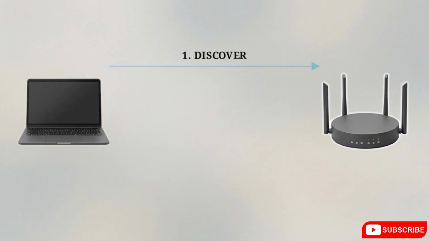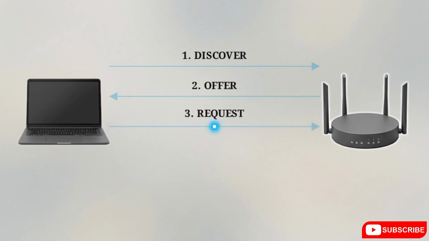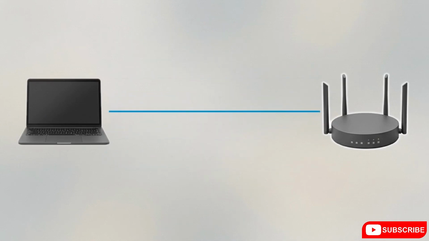First, discover. The laptop broadcasts a message asking for an available DHCP server. Next, offer. The campus router replies with a candidate address. Third, request. The laptop broadcasts its formal acceptance of that specific address. Finally, acknowledge. The server verifies the assignment. The negotiation completes in a fraction of a second.